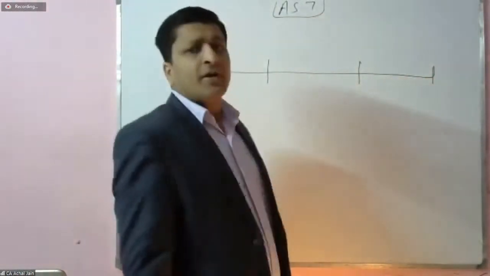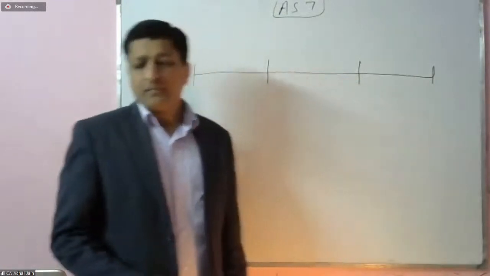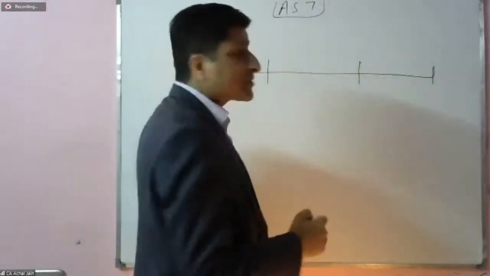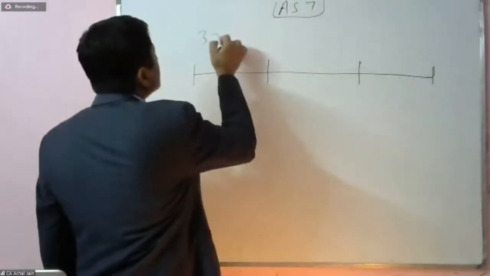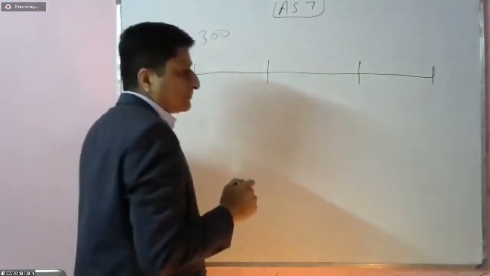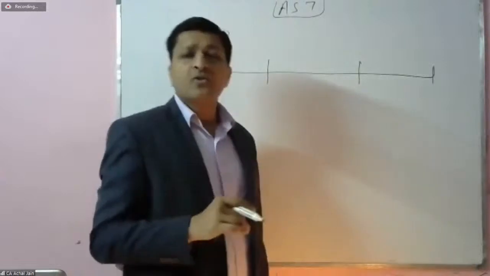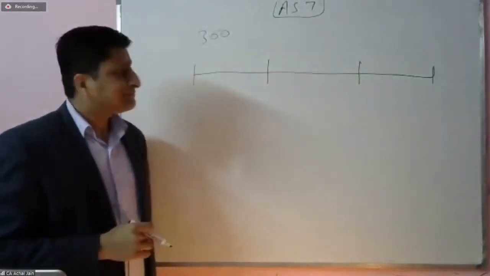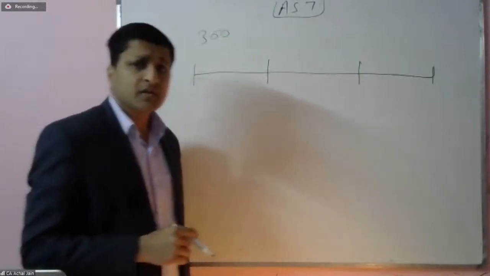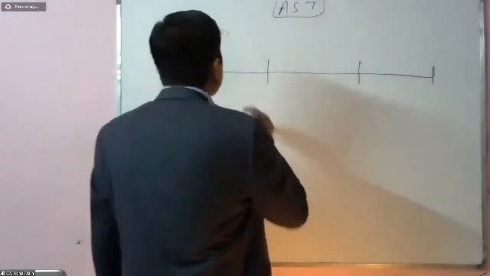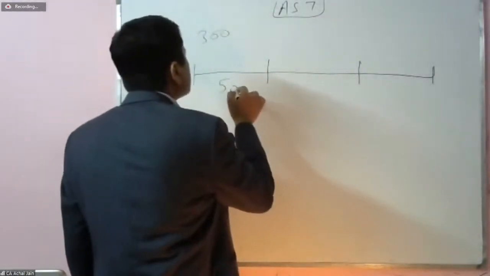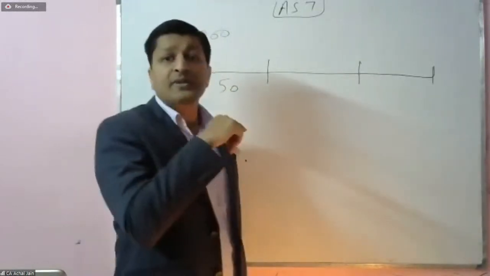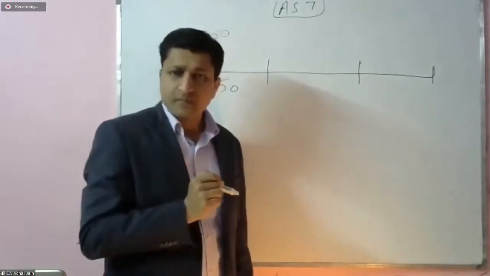Let's suppose there's a contract which will take 3 years to get completed, and the cost which has been expected to be incurred is 300. So 300 is the cost which is expected to be incurred on the project. In the first year, cost of rupees 50 is incurred. That means remaining 250 should come in the next 2 years.